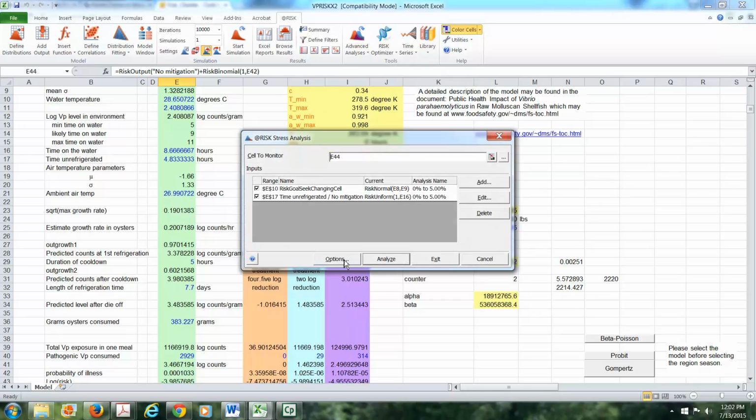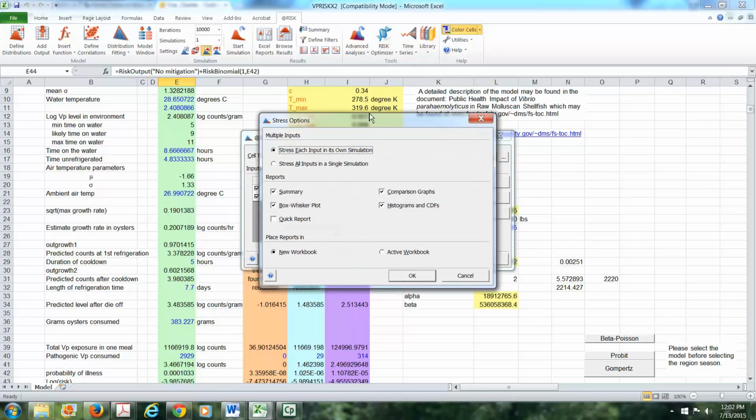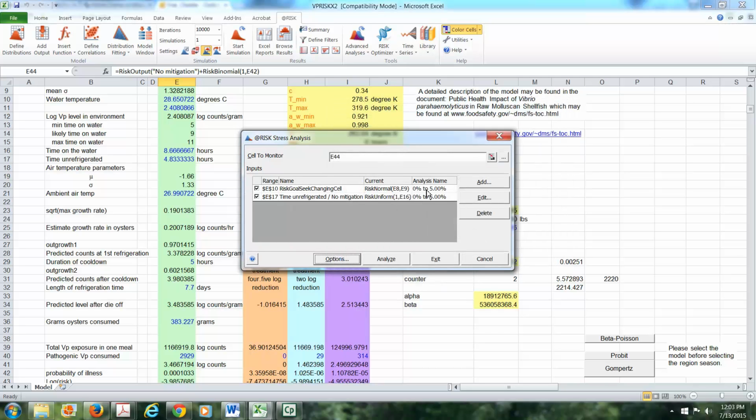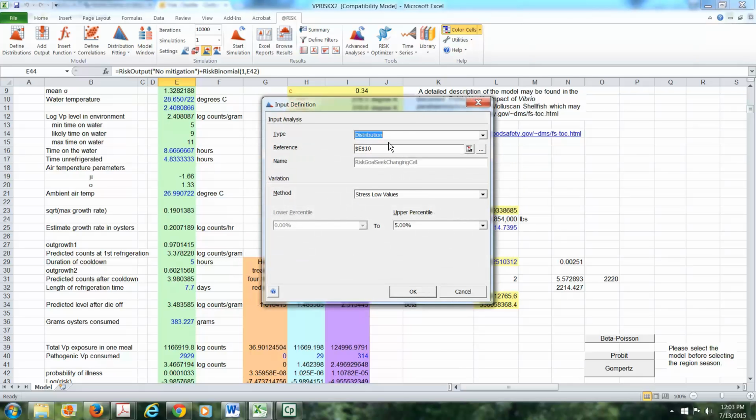So now we're going to take a look at options. We have two different variables, and I'm asking @RISK to stress each input in its own simulation. I'm requesting some graphs here, but as you'll see, because of our model, these graphs are not going to be terribly interesting. Okay. Now I'm going to go over here and I'm going to say, take a look at this first value, and I opened it up. It's E10, that's the water temperature.